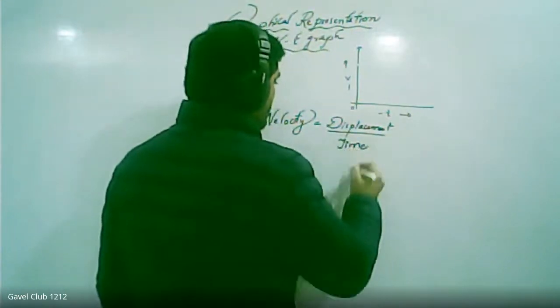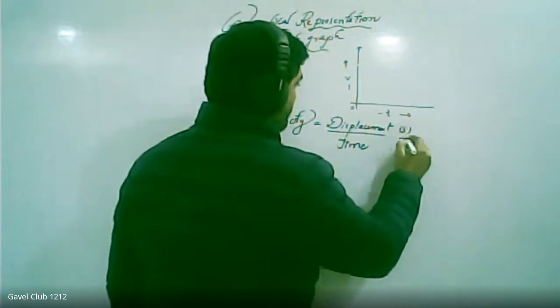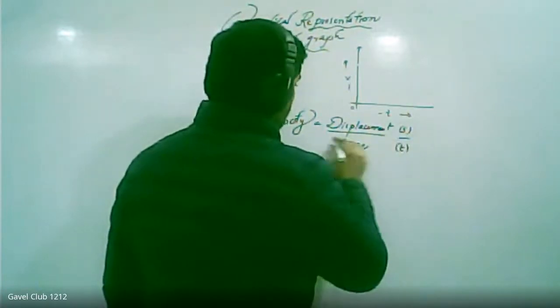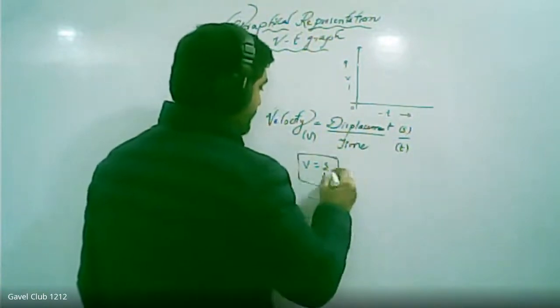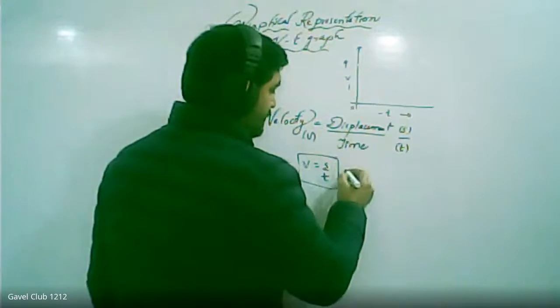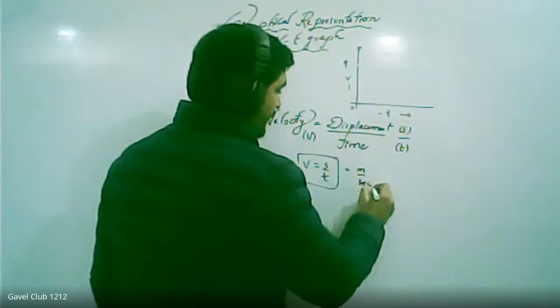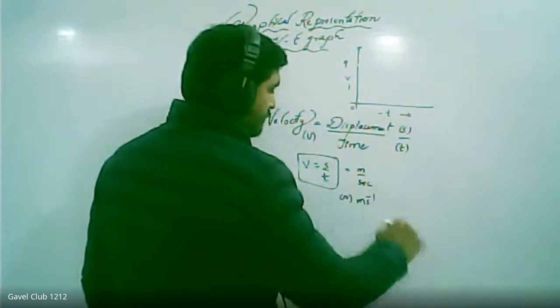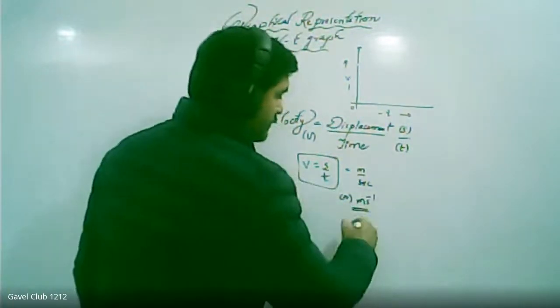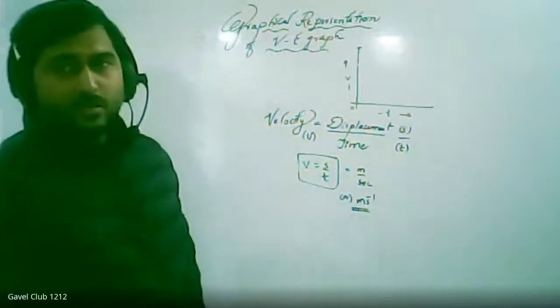Right, very good. So velocity is displacement per time, that is v equal to s by t. So we write the formula as v equal to s by t. What is s here? s is displacement, t is time. So we measure in meter per second, right? So meter per second is the unit we have. Generally we write it as m s^-1. So this is the unit we measure for velocity.